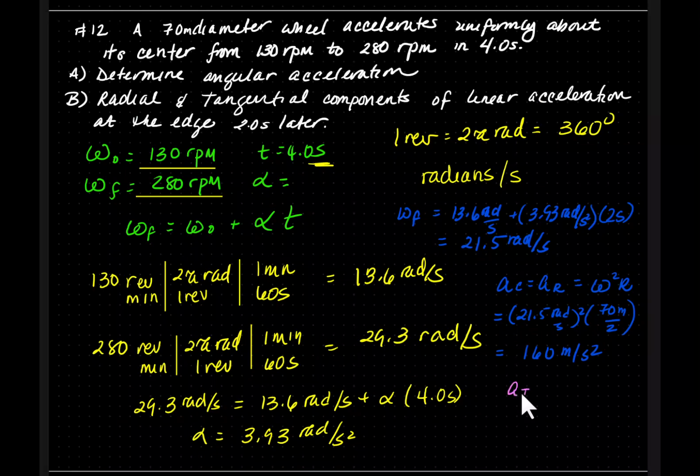Tangential acceleration is equal to radius times angular acceleration. Radius was given as 70 centimeters, the diameter, divided by 2, times 3.93 radians per second squared. Since it's accelerating uniformly, the angular acceleration is constant. Multiplying the numbers out, you should get 1.38 meters per second squared.